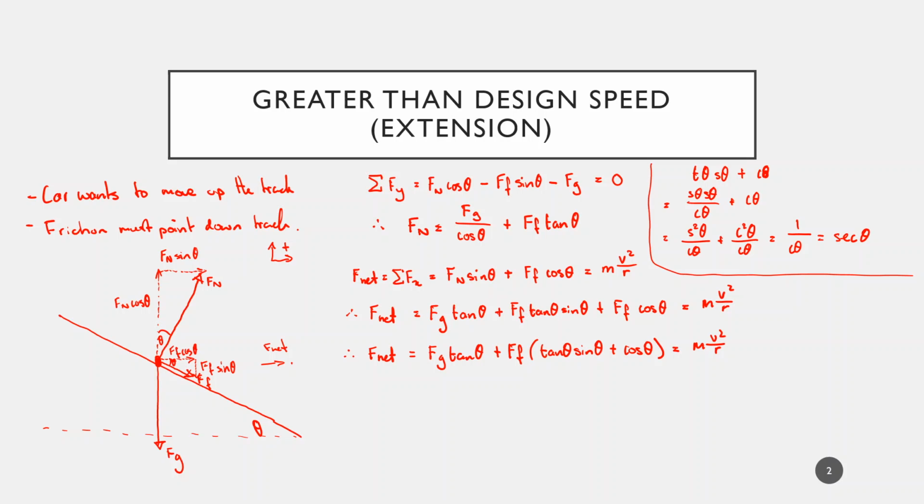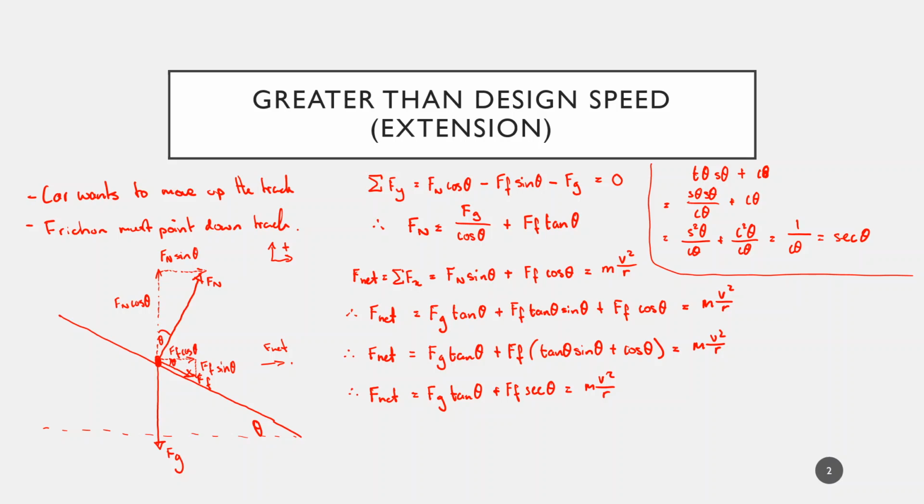So I can replace this tan sine plus cos with secant. And so I'll get my net force is equal to Fg tan theta plus friction sec theta equals mv squared on r. Okay, there we go. I've developed an equation for the net force on an object traveling greater than design speed on a banked curve. And you can see the equation is actually not that crazy.